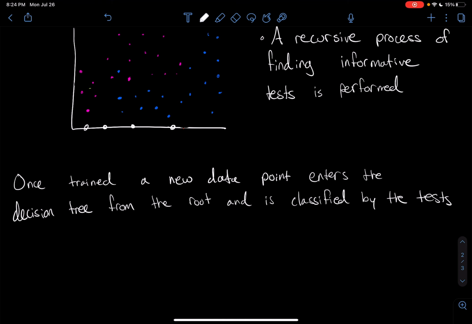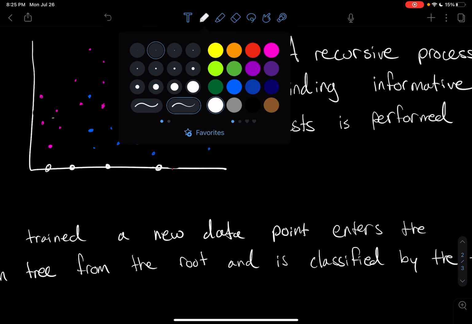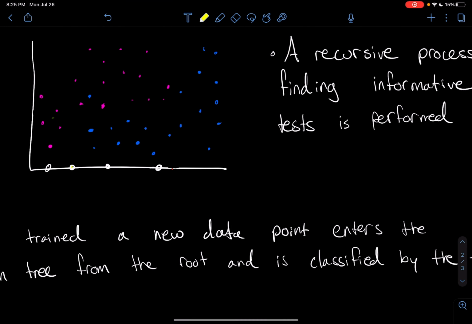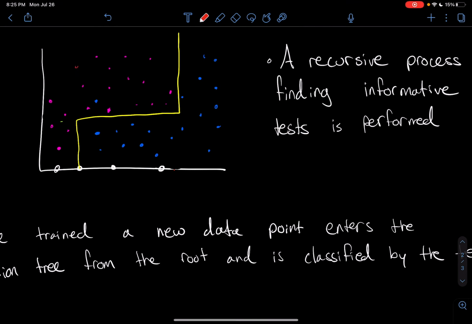Once trained, a new data point enters the decision tree. So once you have those decision lines, let's draw a generic one here. It looked a little something like this. Once you have a new data point entering, let's say we draw it in red, the data point happens to be up here. Well, we see it's above our big line boundary, so it belongs to the pink class. In the same way, if any data point enters, that's exactly how it gets classified.